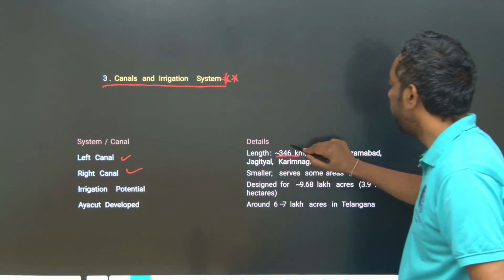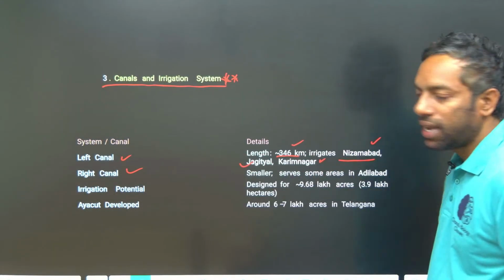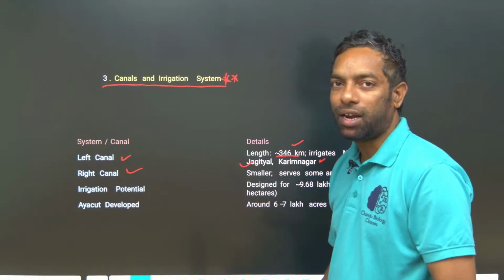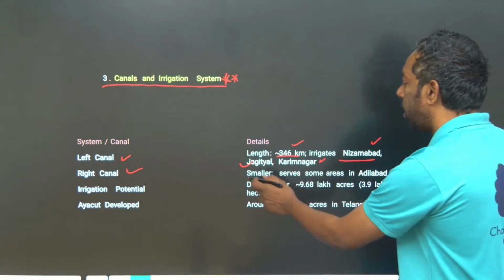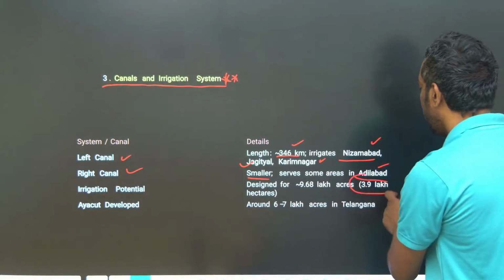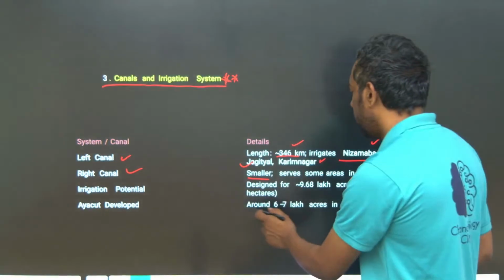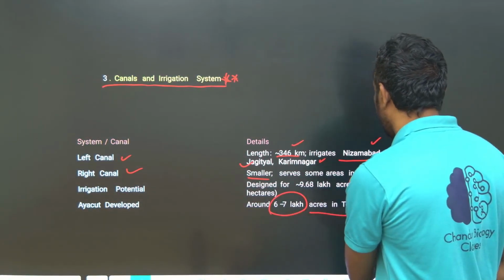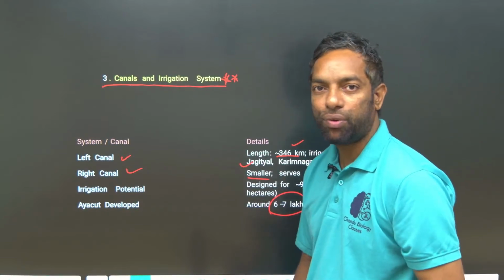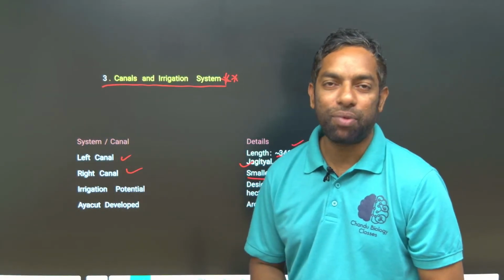The left canal's length is 346 kilometers, and it covers Nizamabad, Jagityal and Karimnagar. The right canal is smaller and covers Adilabad, about 3.9 lakh hectares. Ayakat is 6 to 7 lakh in Telangana. The canals connected to the Godavari river are the most important. Previously they did ask about the canal system of the Godavari, Sri Ram Sagar project.